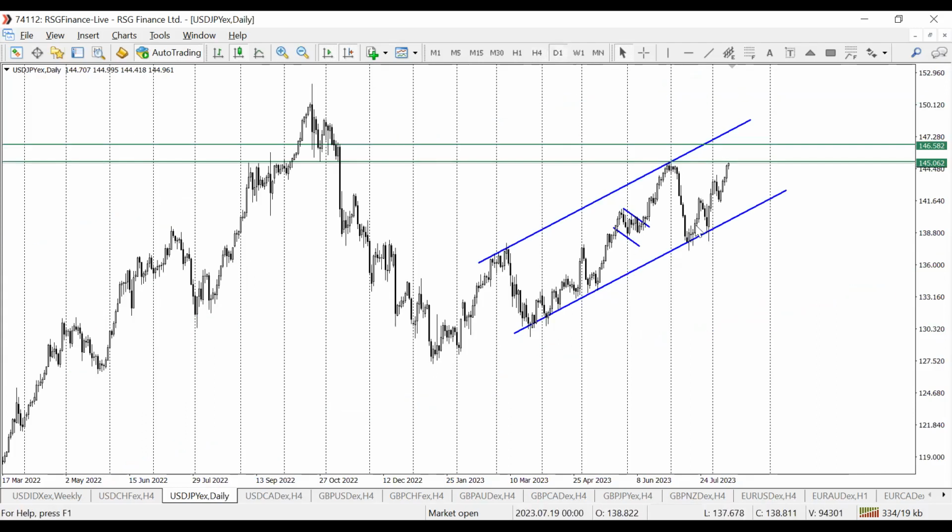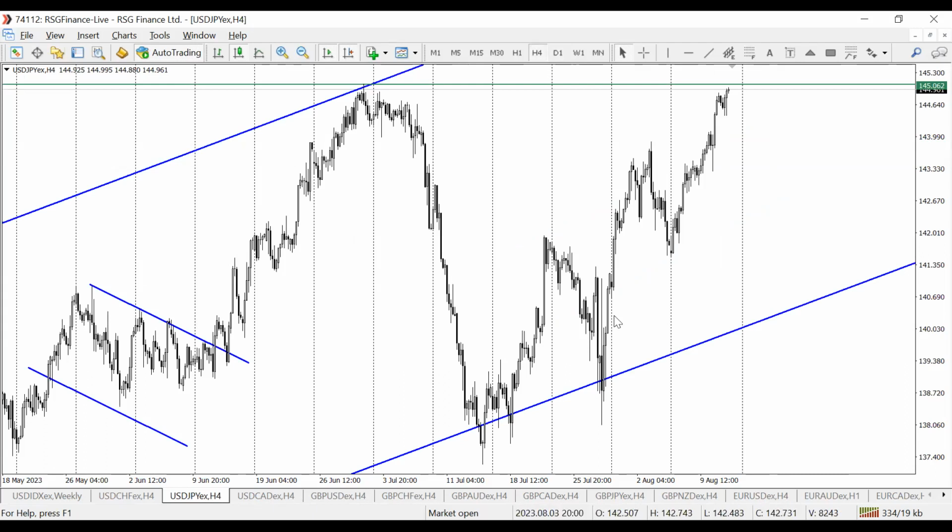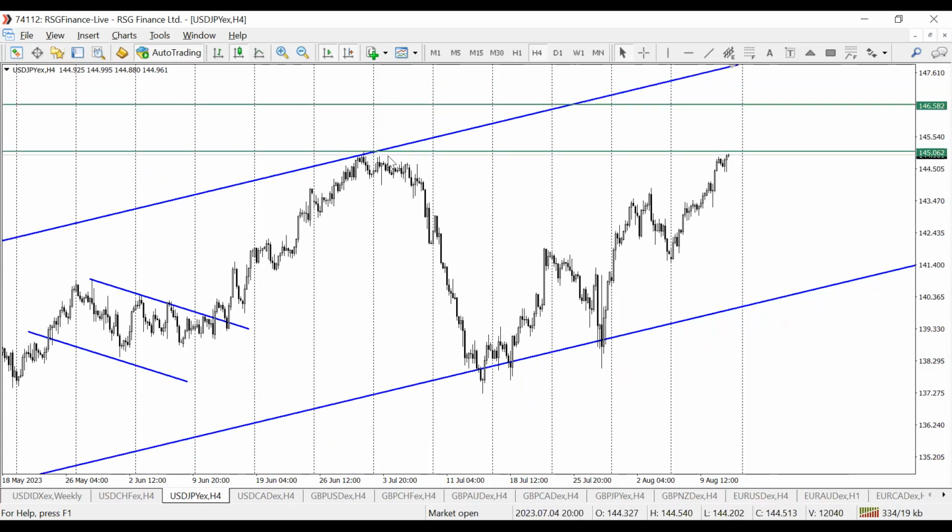I've not traded this pair for a while, just looking at it, but it has a nice and interesting structure. We began to see the dollar gaining more strength, or in this case, the Japanese yen weakening against the dollar. So I would like to see a break above this level, which is 145.062. Once price breaks above this level, because this is fantastic momentum for me, new highs, new higher lows, new highs, new higher lows.